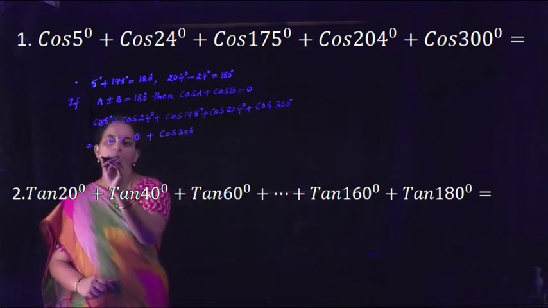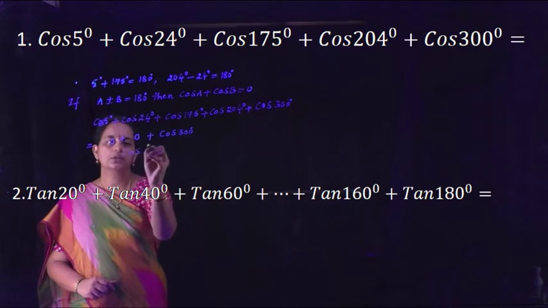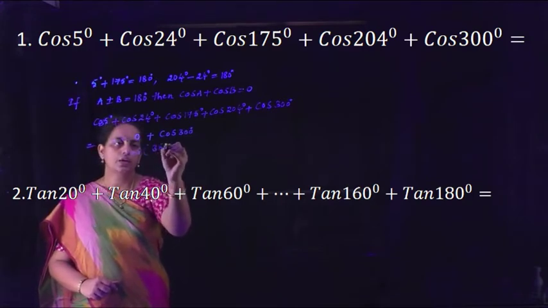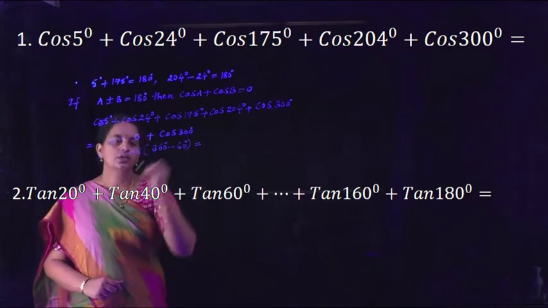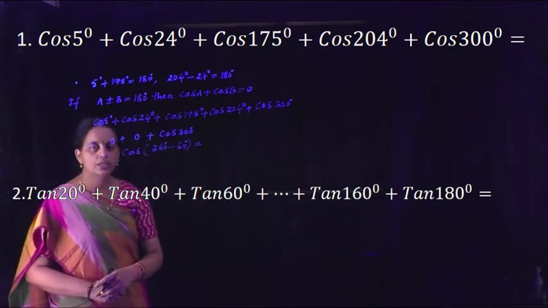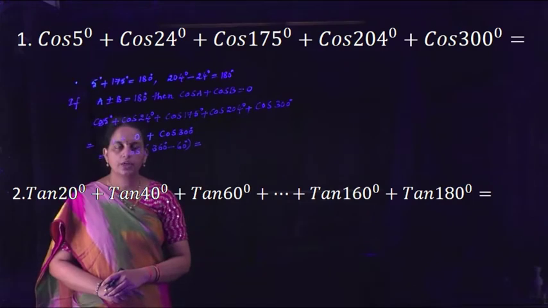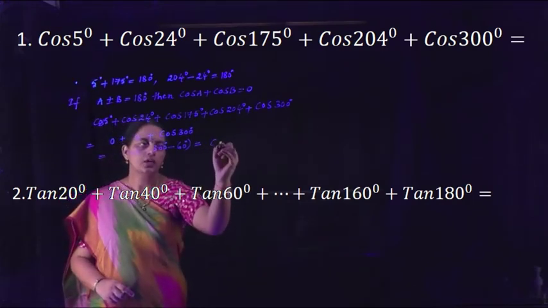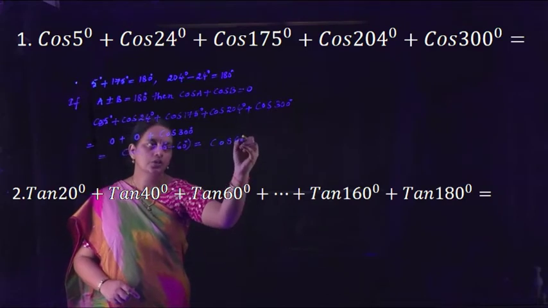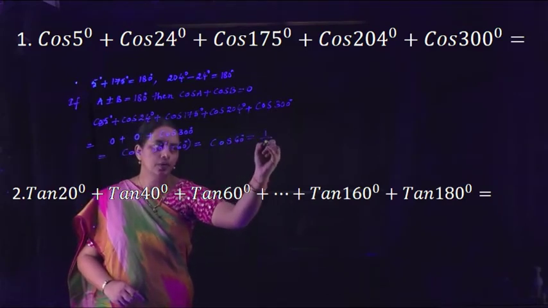Cos 300 degrees can be written as cos of 360 minus 60. 360 minus theta lies in the fourth quadrant. In the fourth quadrant, cos has a positive sign. So, this is equal to cos 60, which is equal to 1 by 2.